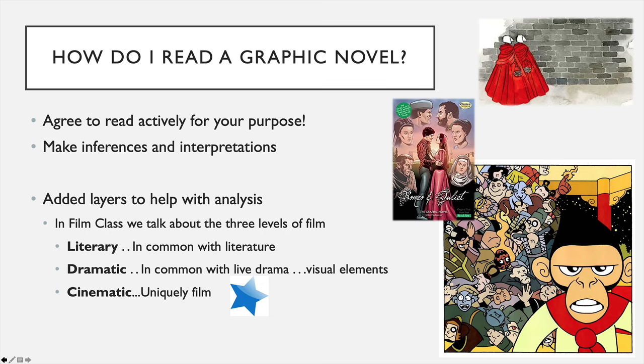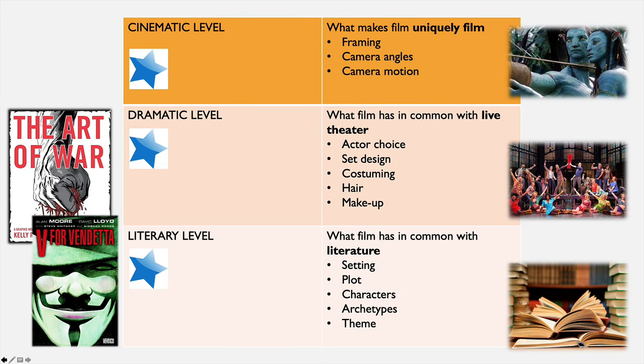So draw a connection for a second. In film class, when we're studying film, we talk about dissecting film in 3 levels. We talk about literary, dramatic, and cinematic. And as we get into graphic novels, we have overlaps with all of those levels in the written word of a graphic novel. So here's what we mean.